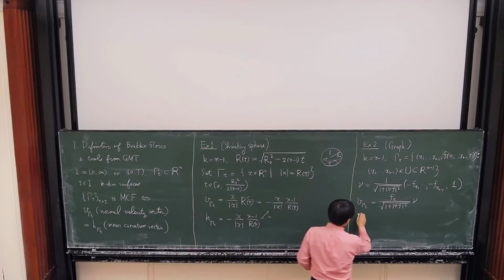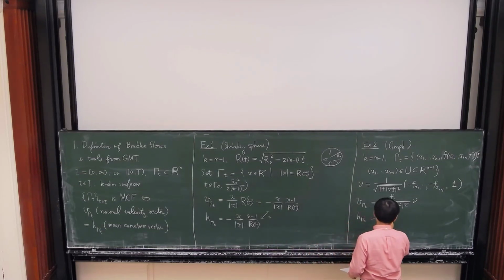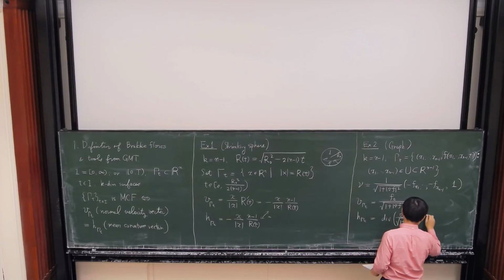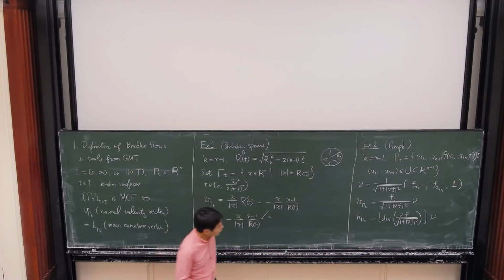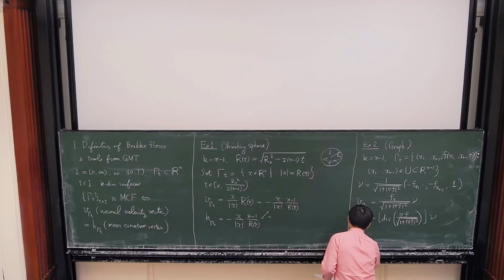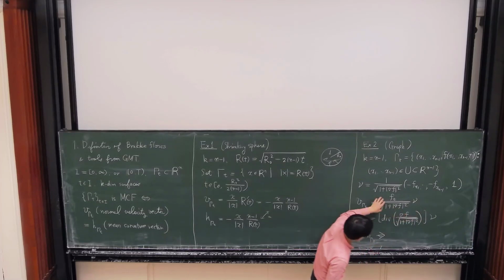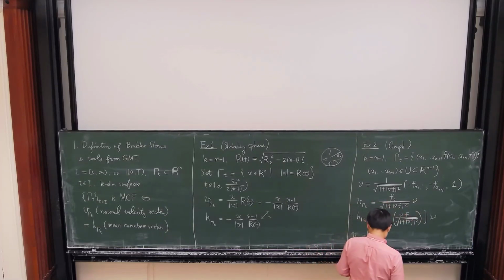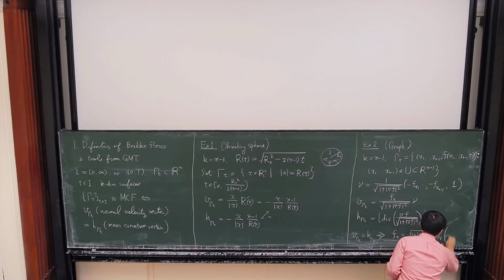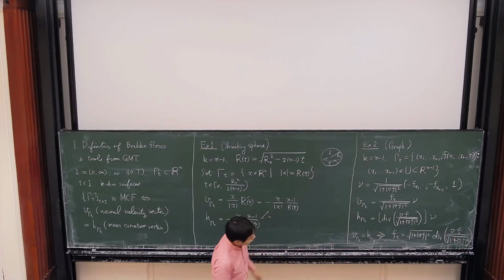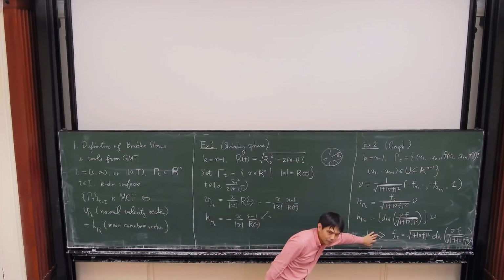And the mean curvature of this graph is just the divergence of gradient f over square root of 1 plus gradient f squared, times nu. That comes out to be the mean curvature vector for this surface. So this being equal to h on t gives you this equal to this, and of course the nu is the same. So that gives you just f t is equal to square root of 1 plus gradient f squared times divergence of gradient f over square root of 1 plus gradient f squared. Okay. So in the case of a graph, the mean curvature flow is represented by this second order PDE.